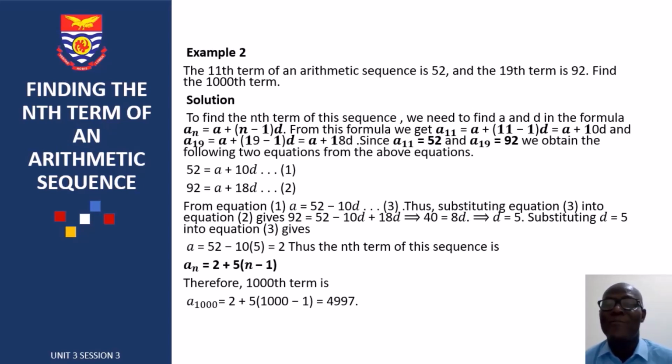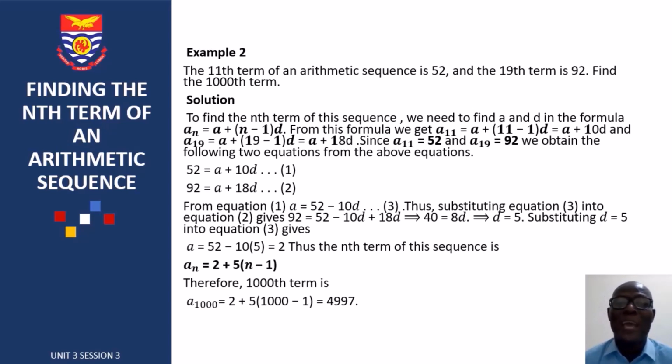So simplifying further, our 11th term, A subscript 11, gives A plus 10D. And the 19th term equals A plus (19 minus 1) multiplying D. Again, wherever there is n, we replace it with 19. So hence, our 19th term equals A plus 18D.